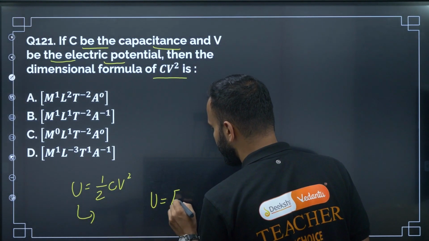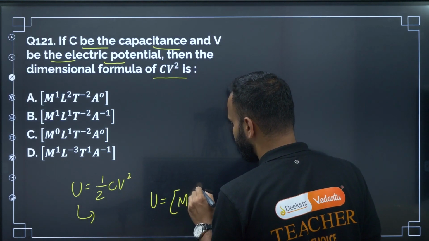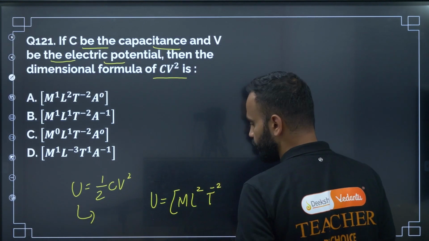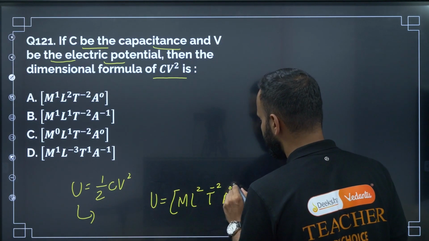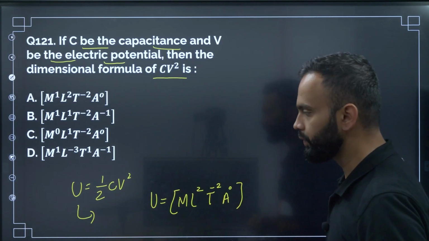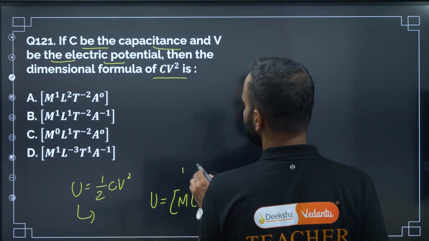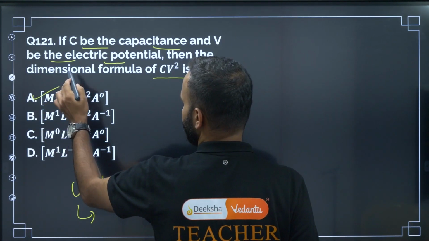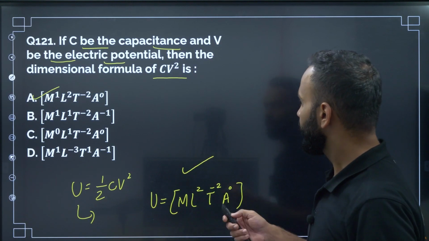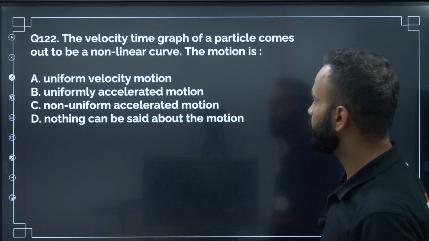The dimension formula of the energy is ML square T to the power minus 2. In option A, A to the power 0 is also given, where A is the dimension formula of the current. So this is the dimension formula of CV square. So the correct option is A.